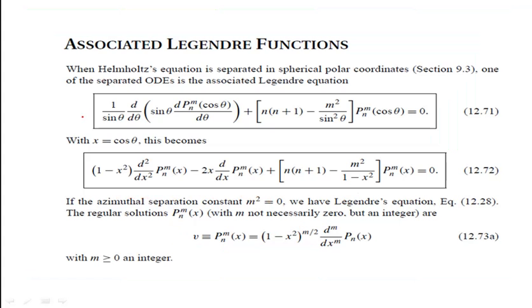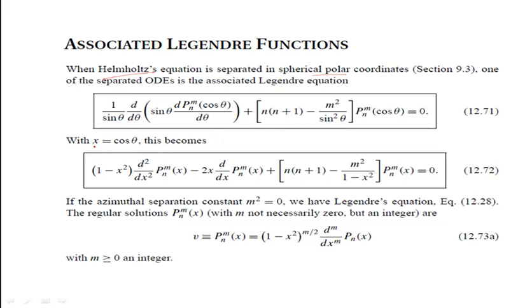Associated Legendre functions. If we solve the Helmholtz equation in the spherical polar coordinate system, then one of the separated ordinary differential equations will be the associated Legendre equation. And that equation is 1 by sin theta d by d theta (sin theta d Pn^m cos theta by d theta) plus [n(n+1) minus m squared by sin squared theta] Pn^m cos theta is equal to 0.